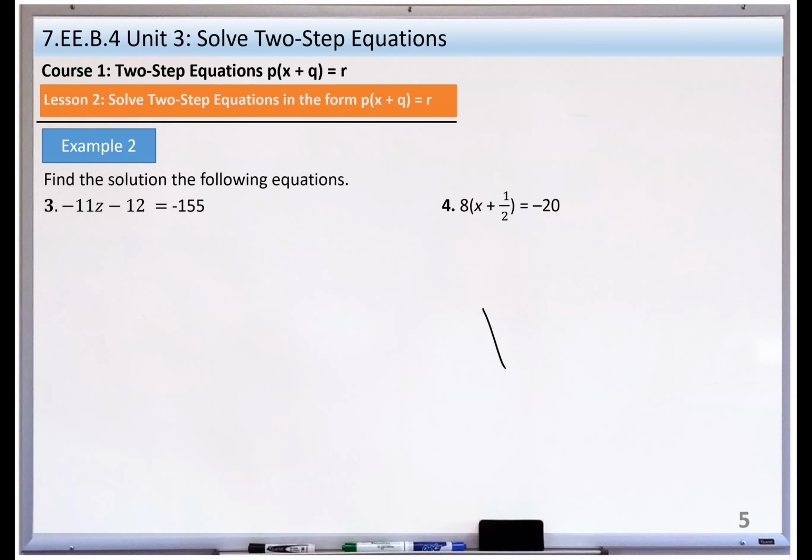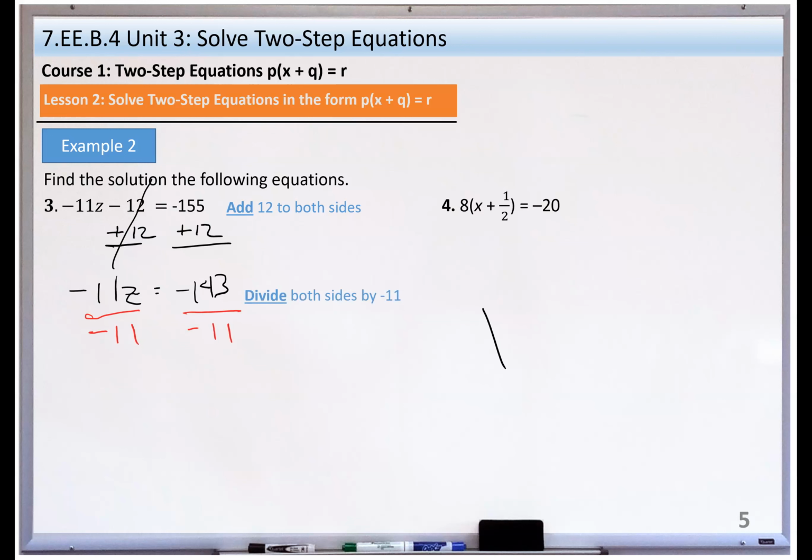Okay, let's do one more comparison. Negative 11z minus 12 is negative 155. I'm going to add 12 to both sides. I'm left with negative 11 times some number z equals negative 143. Then divide both sides by a negative 11. That leaves us z equals 13.